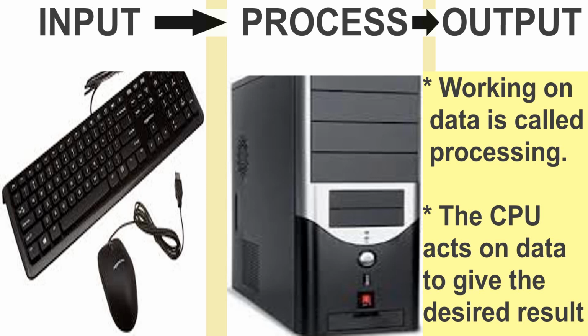What is process in computer? Working on data is called processing. The CPU acts on data to give the desired result.